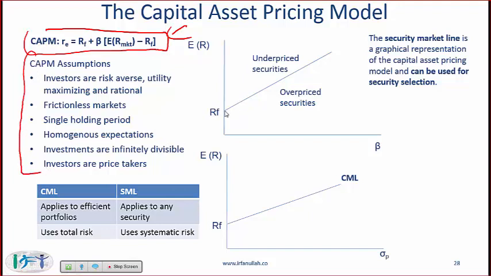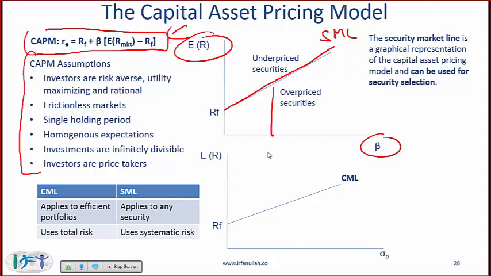And then you need to know that the security market line, which has beta on the x-axis, expected return on the y-axis, is a graphical representation of CAPM. The SML can also help with security selection, because the SML is telling you that at a given level of beta, say if beta is equal to 1, then your required return might be 10%. If there is a stock with a beta of 1 and where you expect a return of 12%, this is good. This security that's over here is underpriced or undervalued.